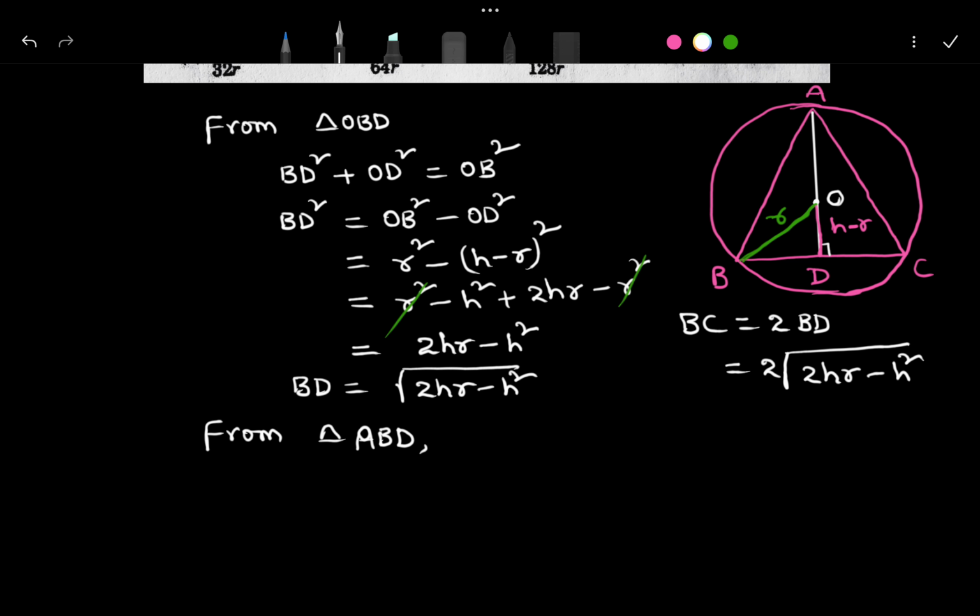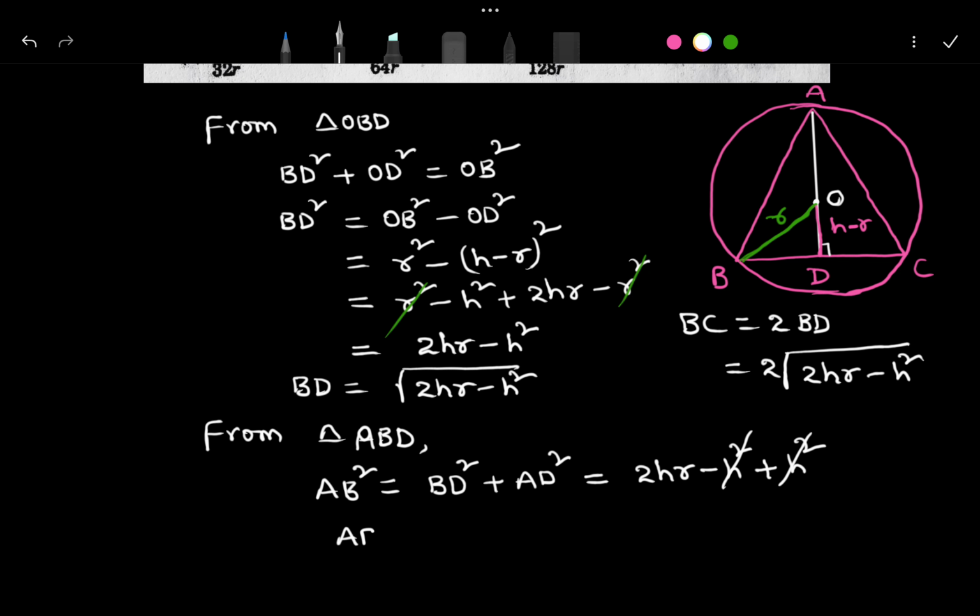So what is AB? AB square is equal to BD square plus AD square. BD square value is 2h into r minus h square. AD square is h square. So these terms cancel. From this you can write that AB is equal to square root of 2h into r.